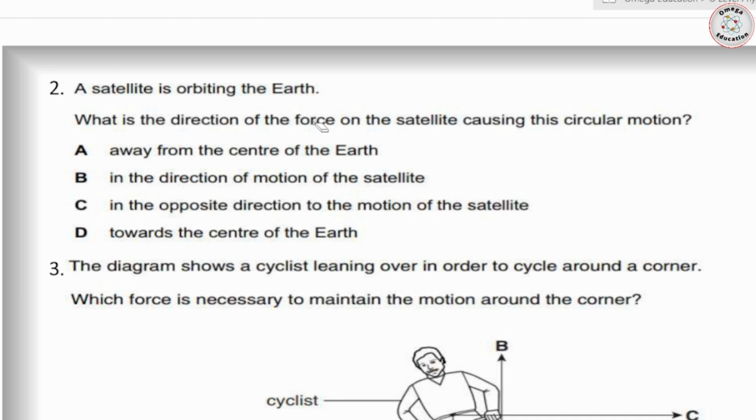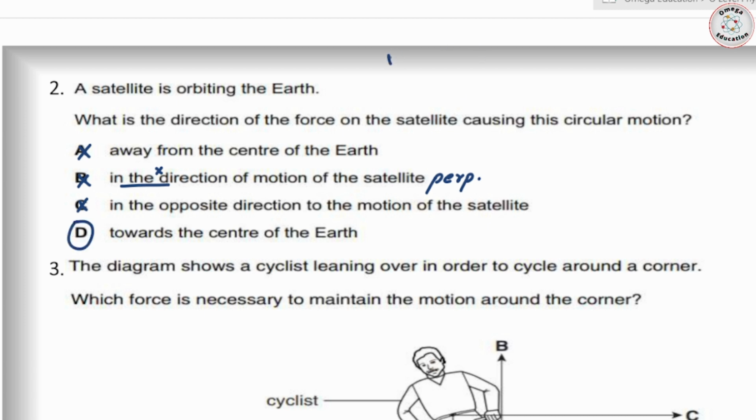A satellite is orbiting the Earth. What is the direction of force on the satellite causing this circular motion? Away from the center of Earth? No, it's not away. In the direction of motion? It's never in the direction of motion. Rather, it is perpendicular to the direction of motion. In the opposite direction? No, not opposite. Like I said, perpendicular. Perpendicular doesn't mean opposite. Towards the center of the Earth, yes.